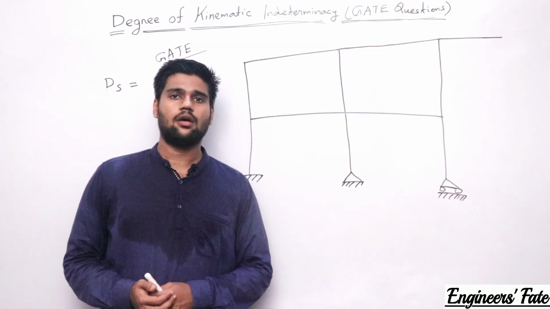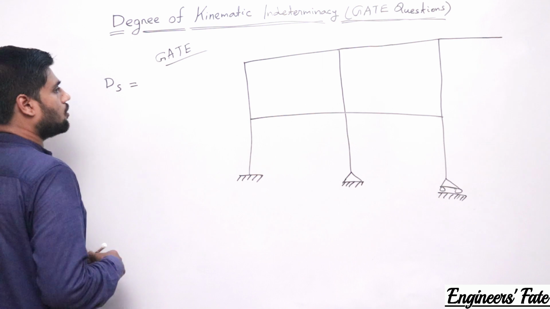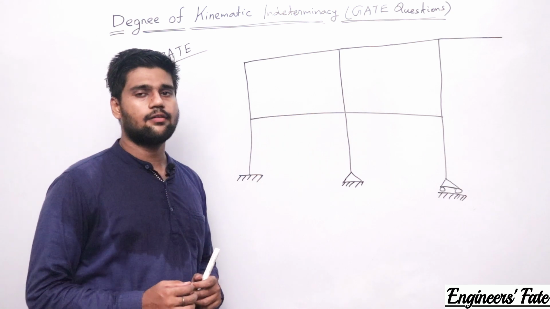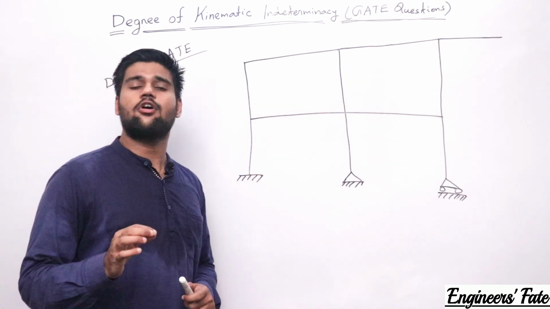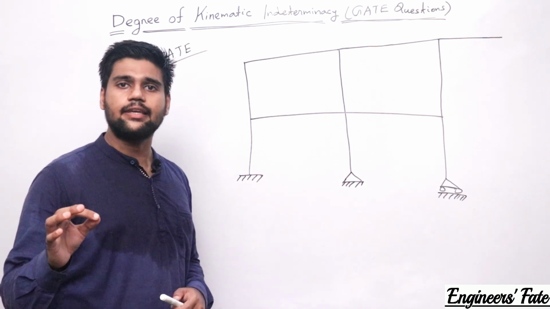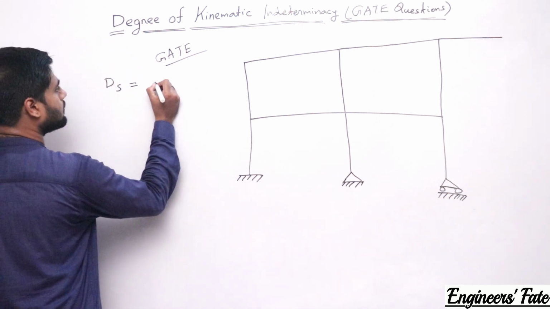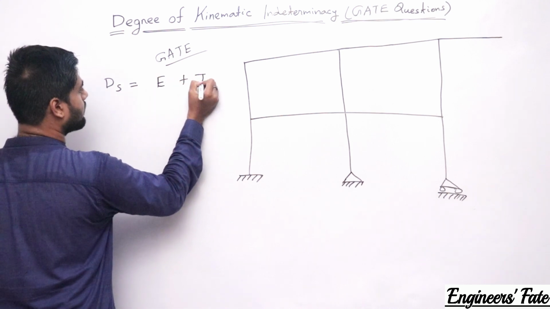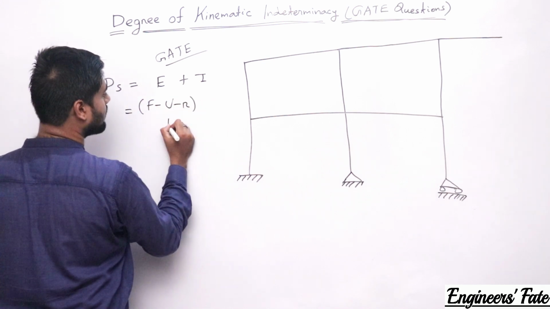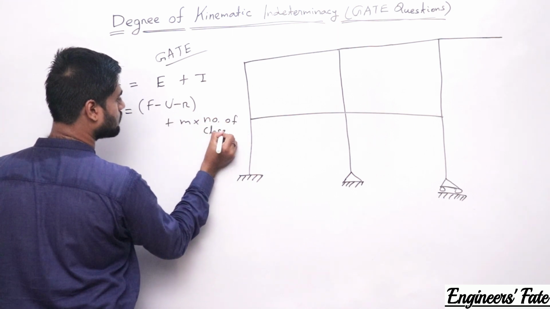So 2 mark question, dk and ds, find both. Let's find ds first. So I hope you have watched my detailed video, 3 videos I have made for the ds, and those who have watched that ds video, I guarantee he or she can solve any GATE question from ds. So let's find ds. Ds is E plus I. What is E? E is F minus U minus R. What is I? M into number of closed loops.